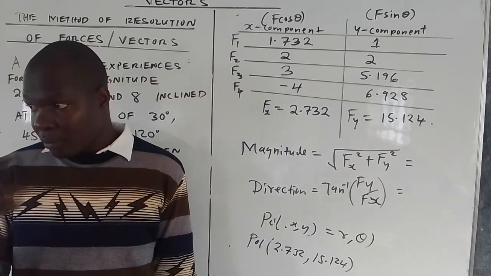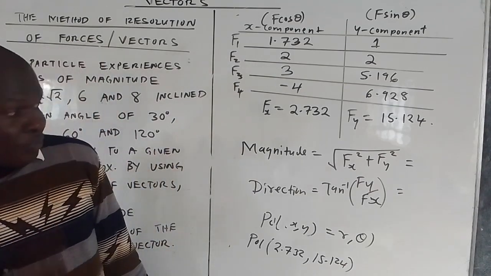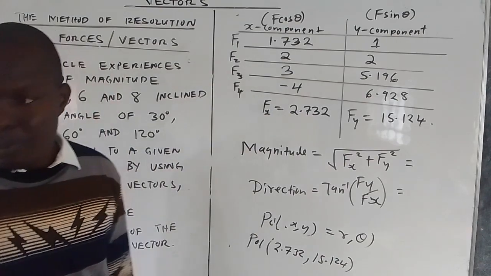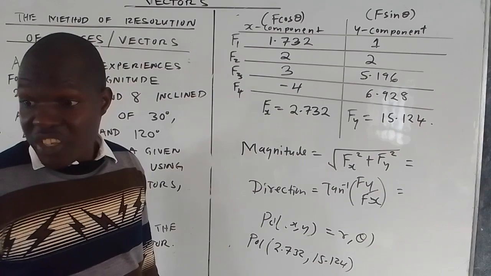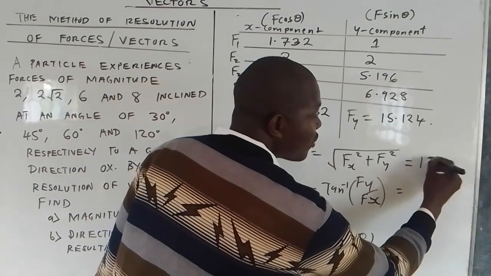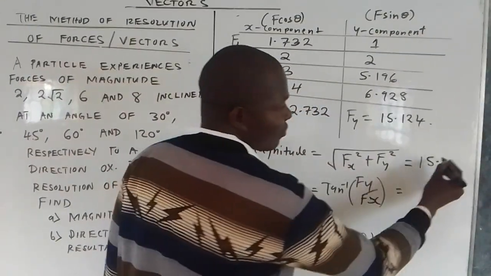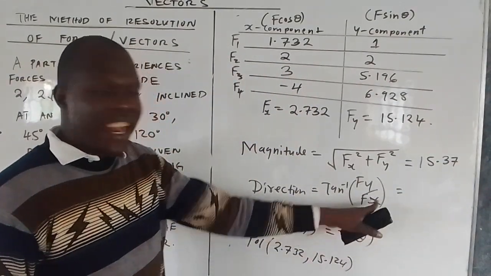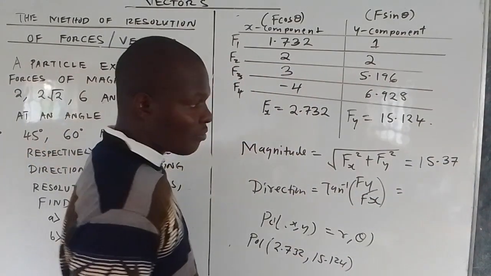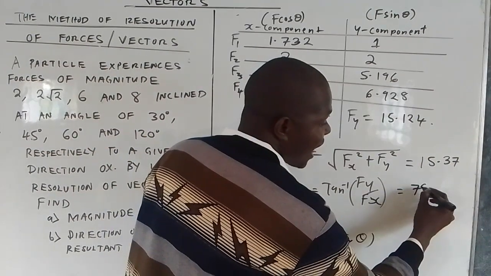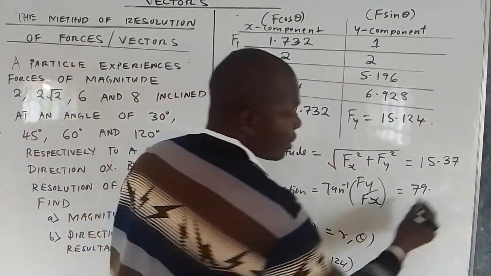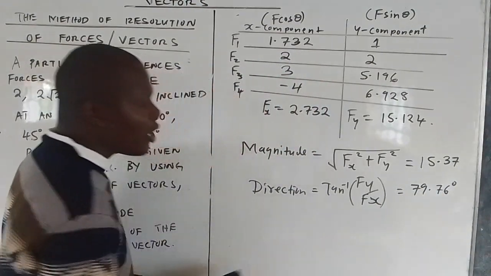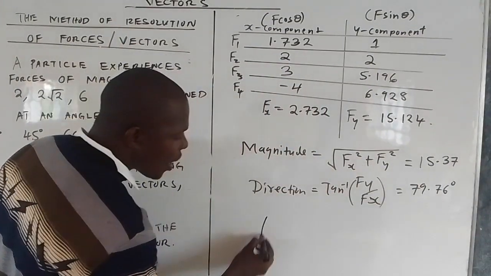So from there, what do you have to be the polar form of this? 15.6. That is the magnitude, isn't it? So this magnitude is 15.39, meaning 37, isn't it? And the direction is 79.76 degrees.